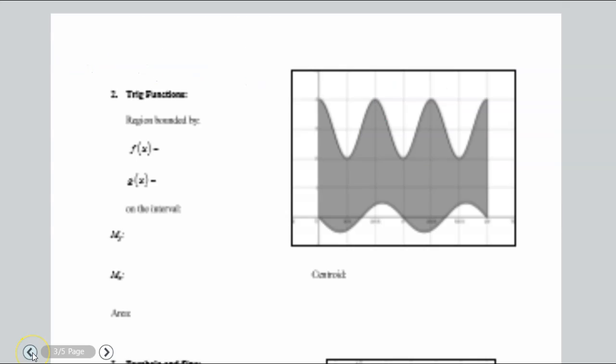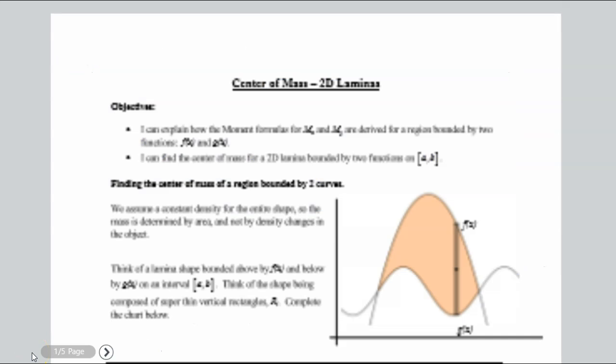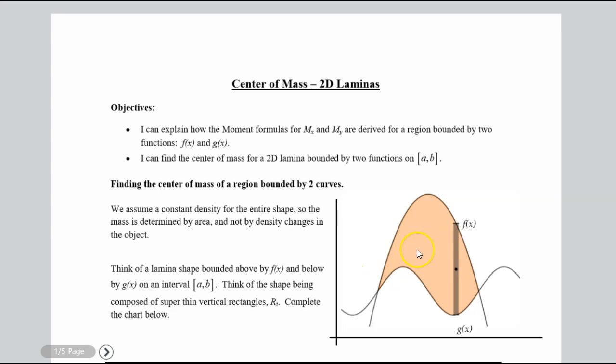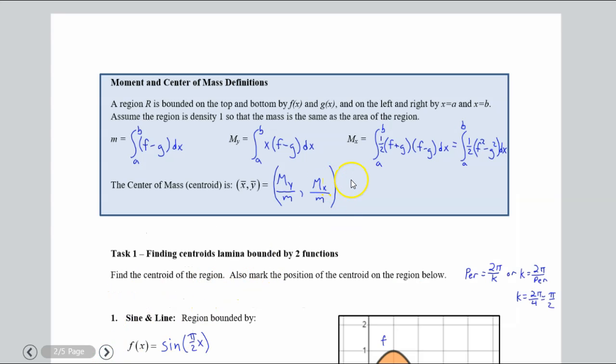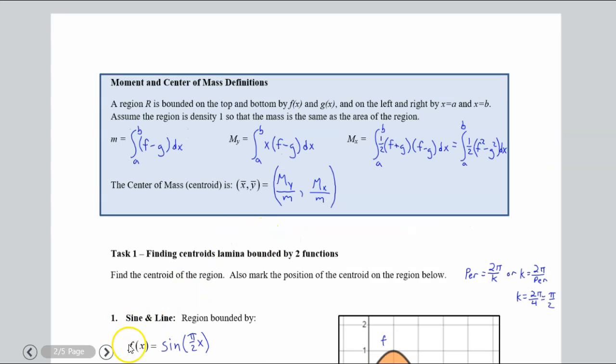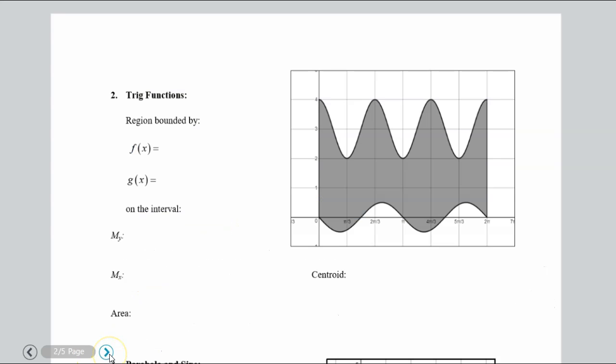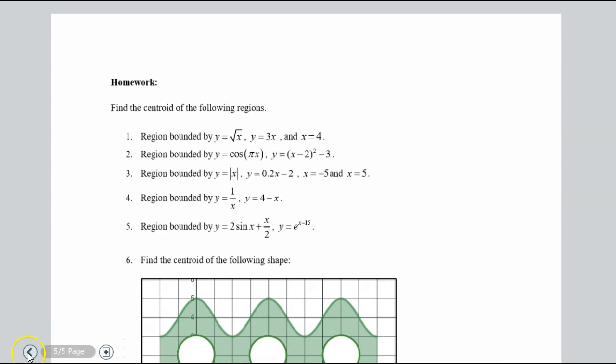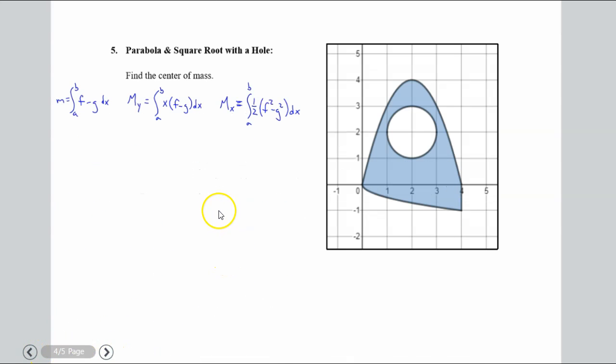the formulas. You should have already seen a video outlining where these formulas come from, which is the first video for the 2D laminas, so I won't reiterate that. And then we went through another video with the sine and the line example, so I won't go through that one again. But the formulas that we came up with, I just rewrote right here for our reference. So those are right here. So you can see those again.